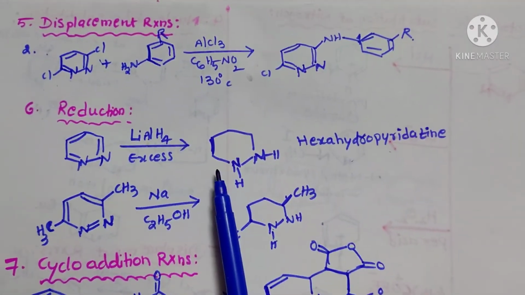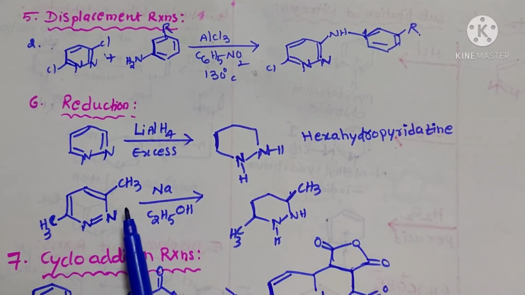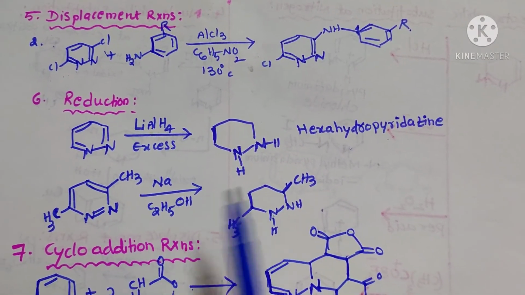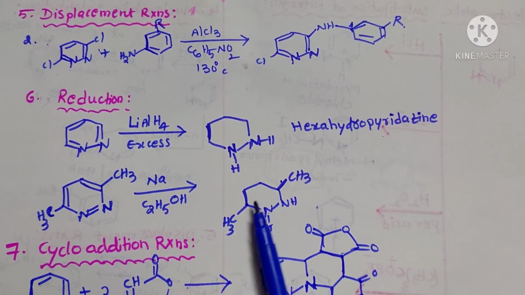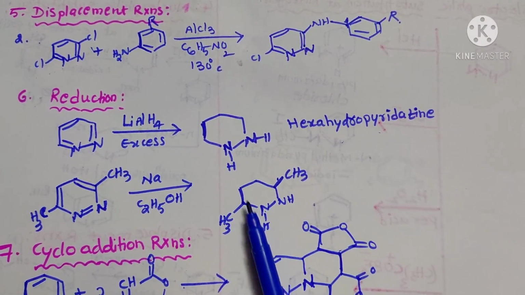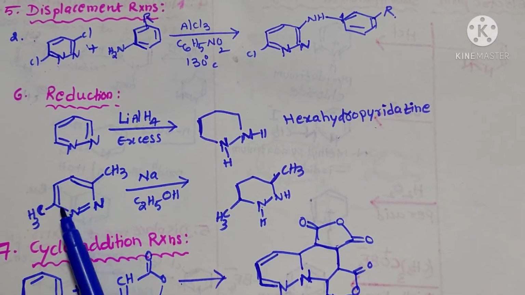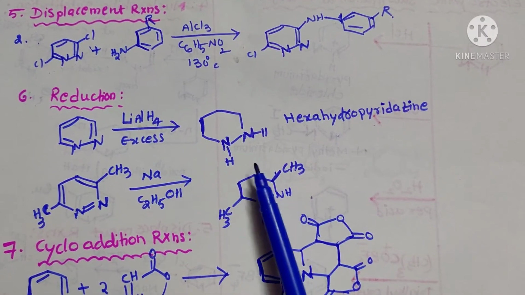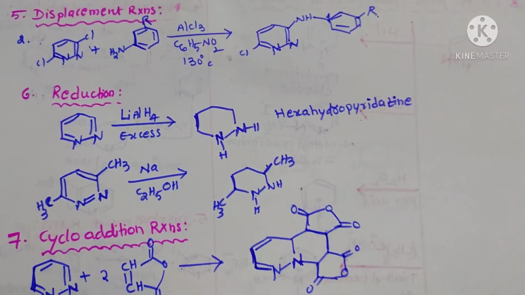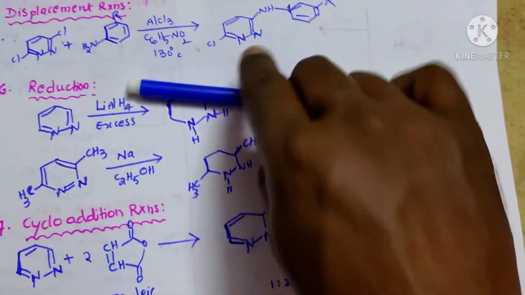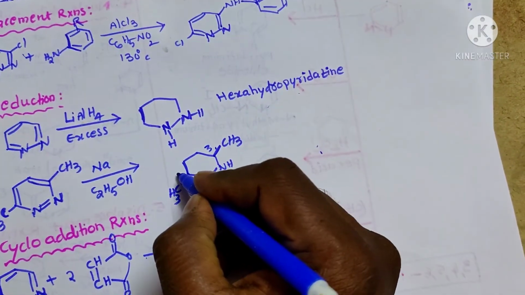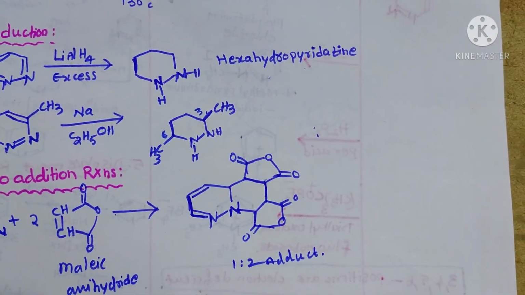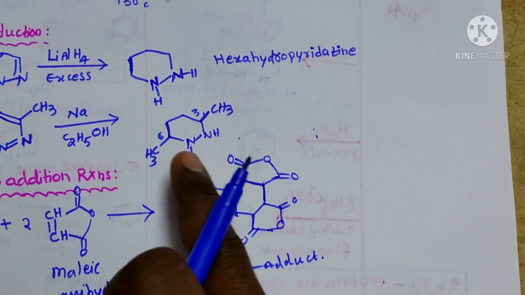So completely reduced pyridazine. And when it is reduced with the sodium and ethyl alcohol mixture, we get the reduced pyridazine. This is the 3,6 dimethyl pyridazine. 1, 2, 3, 4. And look here, at the third position we are having the methyl, third and sixth position. So it is known as 3,6 dimethyl tetrahydropyridazine. Like that we can give its name.